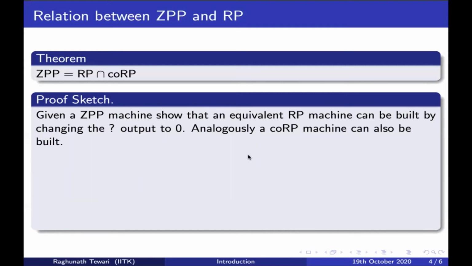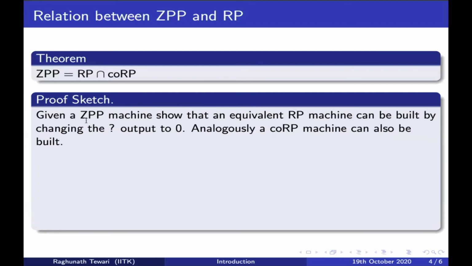So we build that RP machine by changing the question mark output to a reject output, or zero output. Now what happens in this case? Just analyze. If the ZPP machine was accepting, so suppose I had an input which was in the language, we know that the ZPP machine accepts with probability greater than half, and the RP machine also accepts with probability greater than half, because we are not changing the accepting criteria over here.